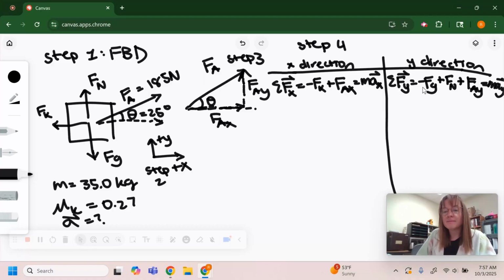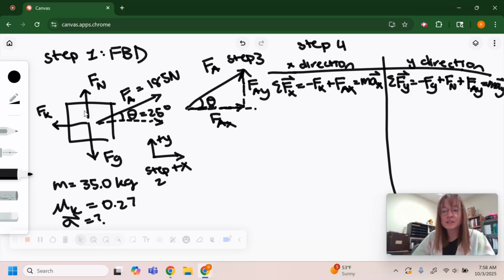Then I look at my y direction. In the y direction, there is no acceleration because Fg is pulling down, Fn is pulling up, and Fay is also pulling up. Altogether, these add to make 0 net force and 0 acceleration. I know that there is 0 acceleration because this box right here is not plummeting down towards the center of the earth. It is not shooting up towards the stars. No, it's staying right where it is on the floor.